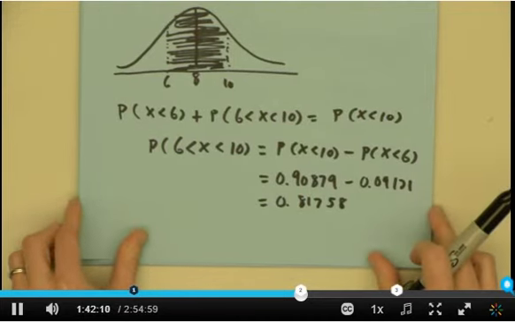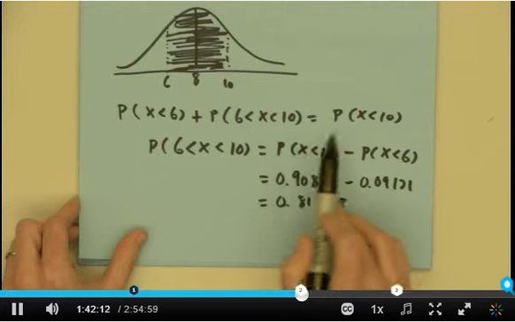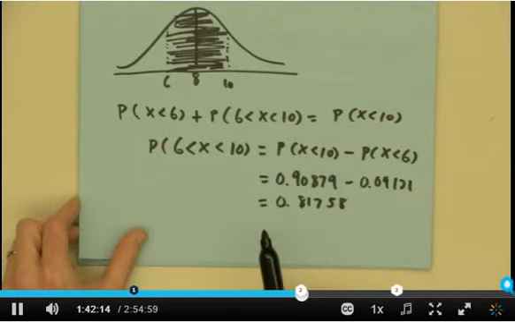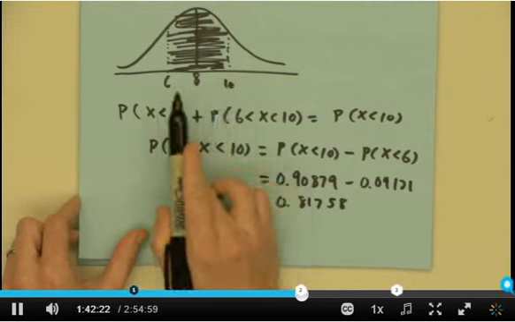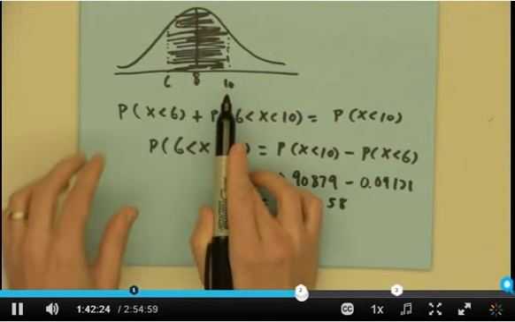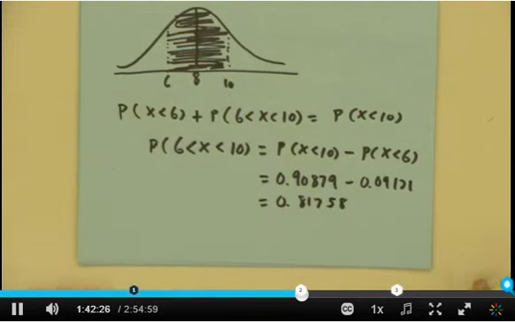Questions about that idea? This idea of subtracting the area to the left of different endpoints, giving you the area between those endpoints, is very important to calculating probabilities for the normal distribution. You have to be able to sketch out the picture to figure out what your shaded area is and where it lives with respect to the areas you can compute.